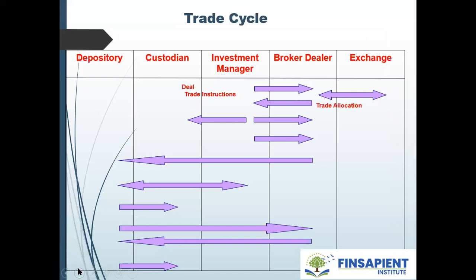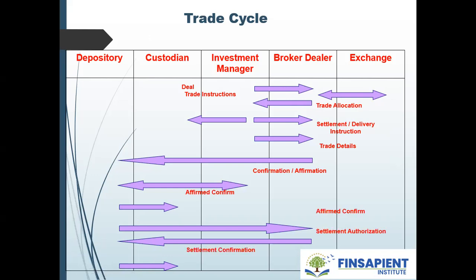Again, back to the trade cycle. This is reflecting how various stakeholders or parties of the trade cycle are connected to each other, and what the different steps are. As you can see, the trade instructions start with, this would be the number one step, the investment manager going to the broker, dealer.